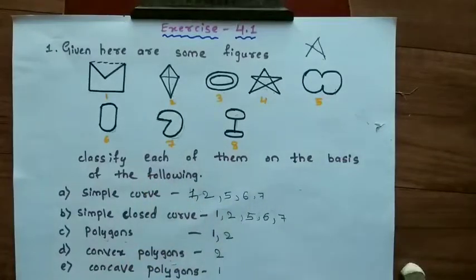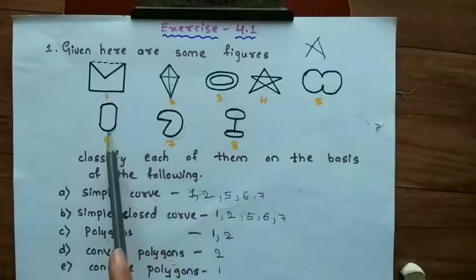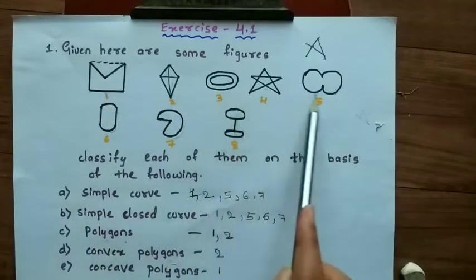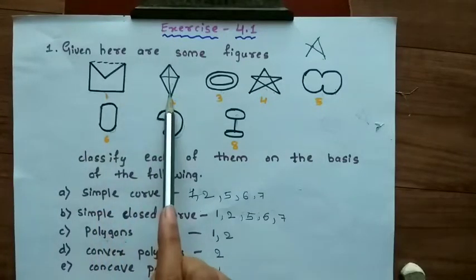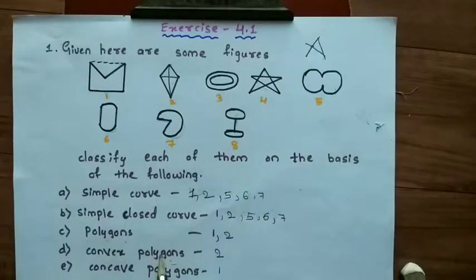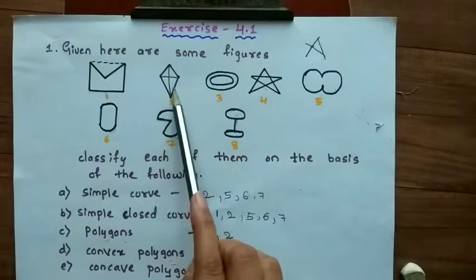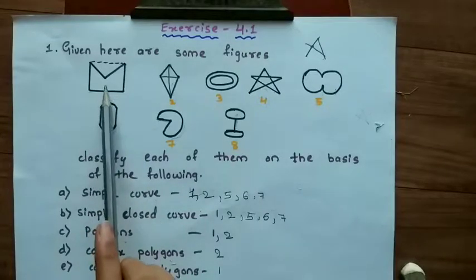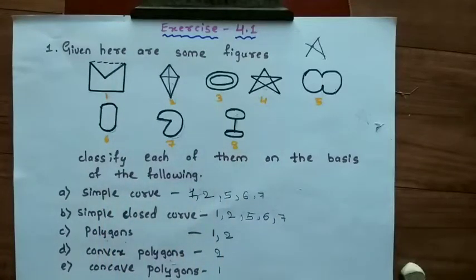So this is the answer to the first question. Here simple closed curves are figures 1, 2, 5, 6, 7. Polygons are figure 1 and figure 2. Convex polygon is only figure 2, because in it the diagonals are inside of the figure. Concave polygon is figure 1, because in it the diagonals are outside of the figure. This is the solution of the first question.